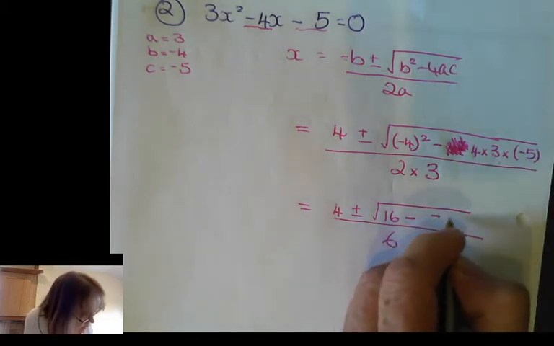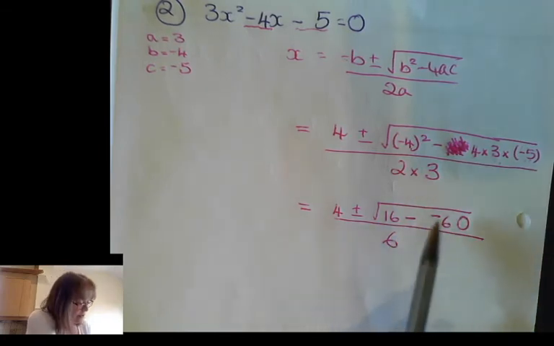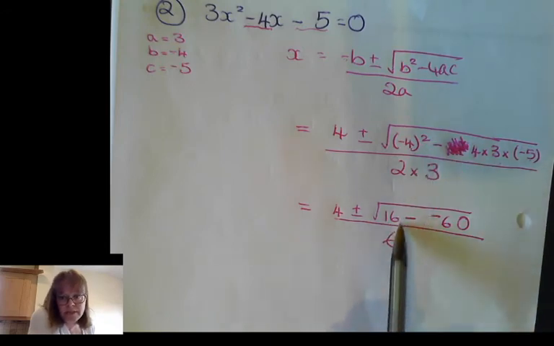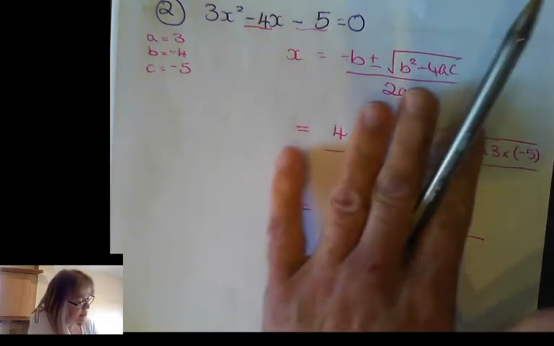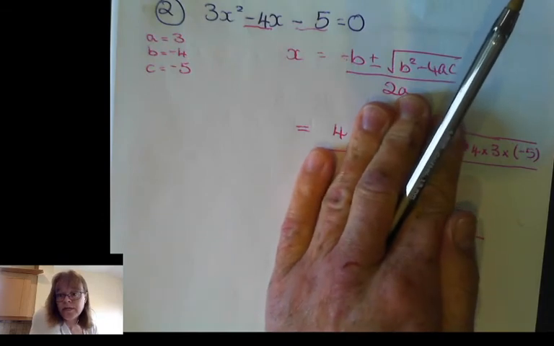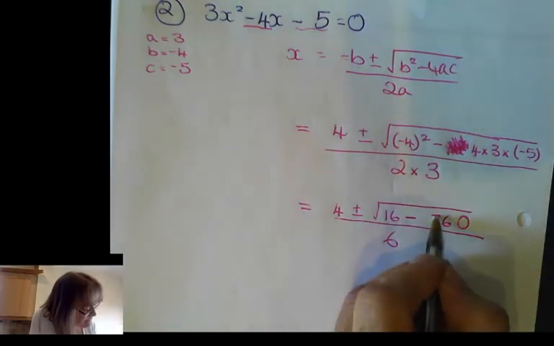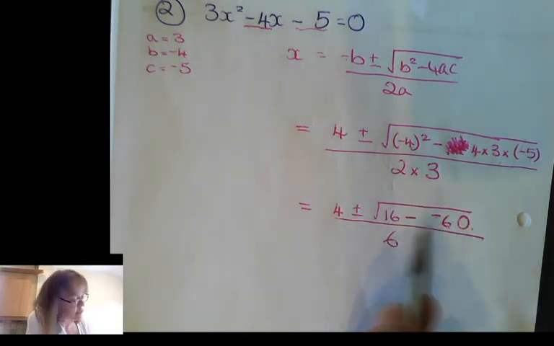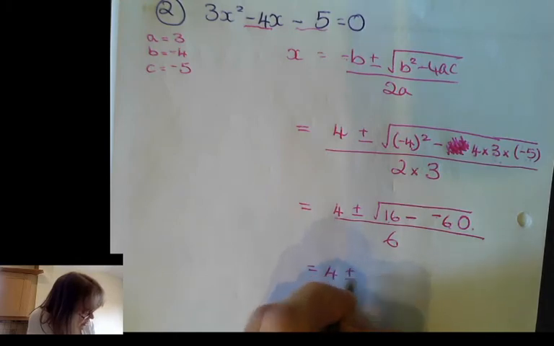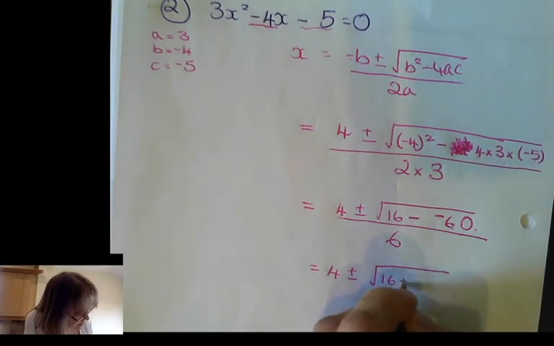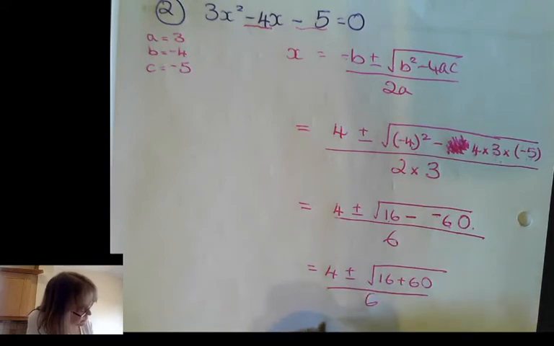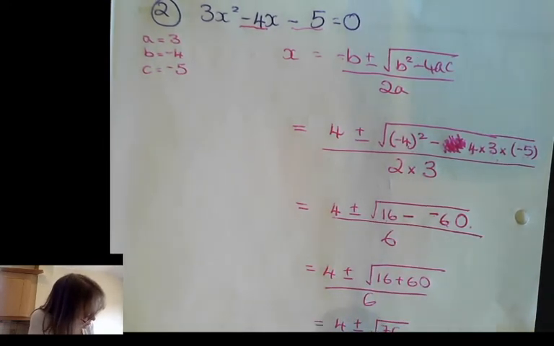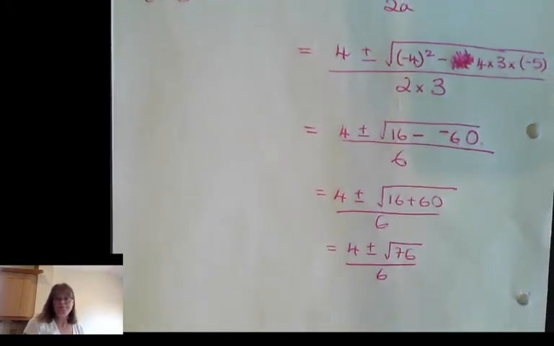So we are really doing, and here's where it will go wrong if it goes wrong at all. So I did minus 4 squared gave me positive 16. Then there's a takeaway sign from here. And then I did the 4 times the 3 times the minus 5, and that gave me minus 60. So in here I'm doing 16 minus 60. And hopefully you know that that is the same as doing 16 plus 60, which gives me 76 in here.